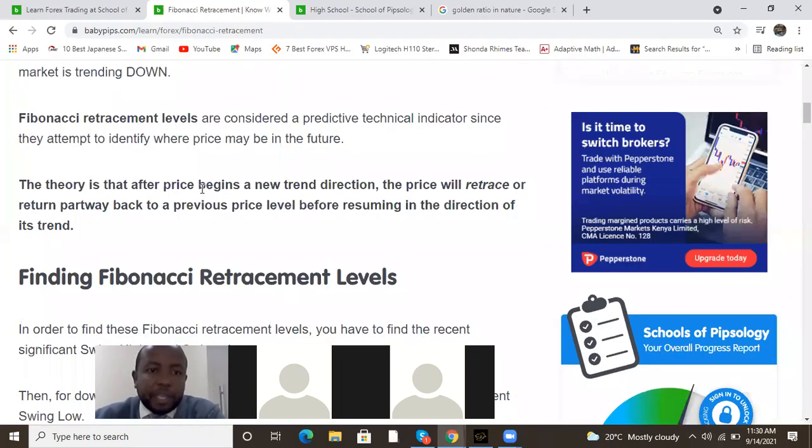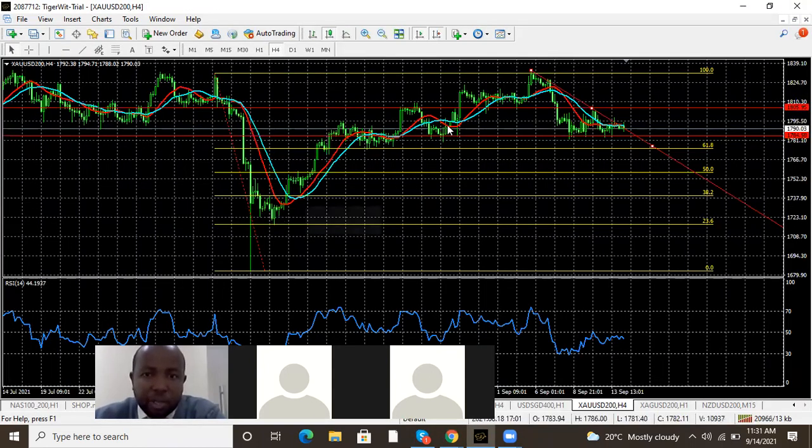The theory is that after price begins a new trend direction, the price will retrace or return back to a previous price level before resuming in the original direction. And that is very true. You can see it immediately fell, then it started resuming in the original direction. So we are still ranging around this area, and we'll see what's happening.